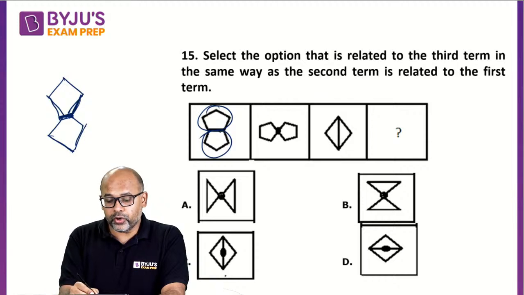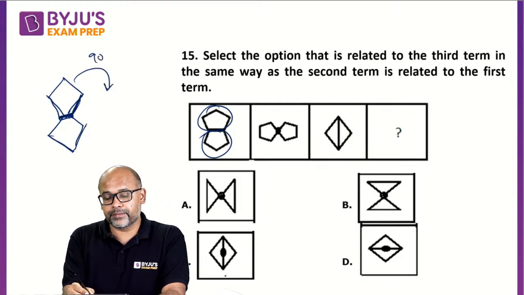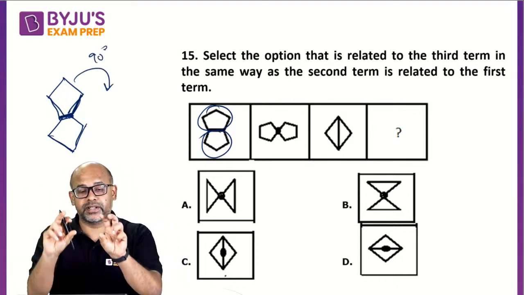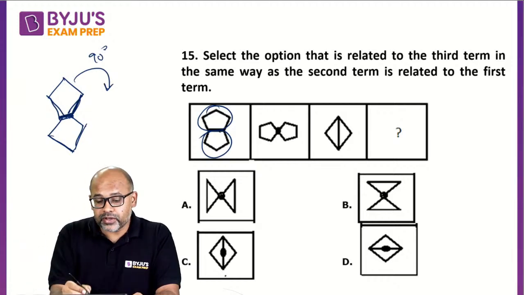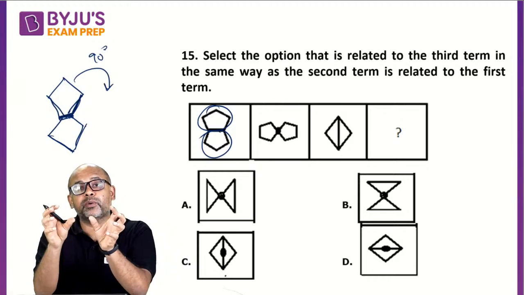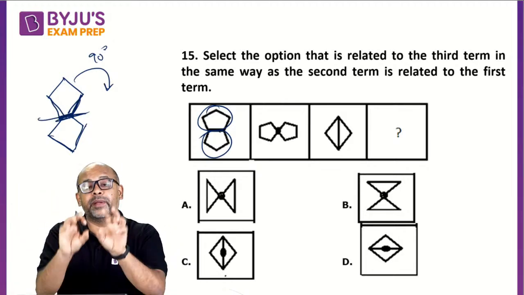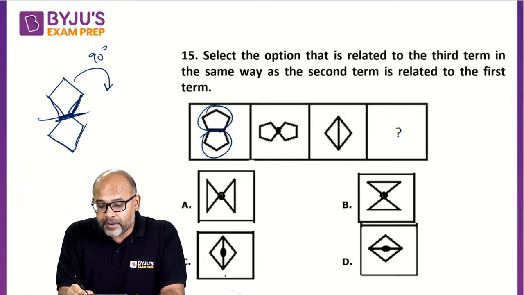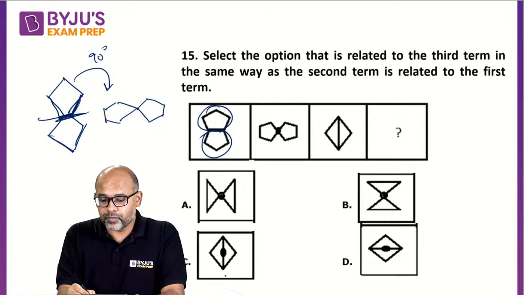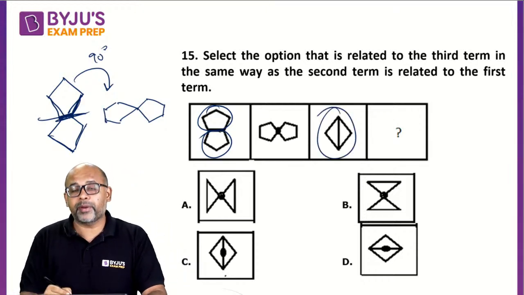Now, first thing that you notice is this is turned by 90 degrees. And they are flipped. Turned and flipped. So 90-degree turn and you're breaking in between. You're breaking them here and flipping them. So when you break them and flip, this is what happens. This is what happened. So the same thing should happen here.